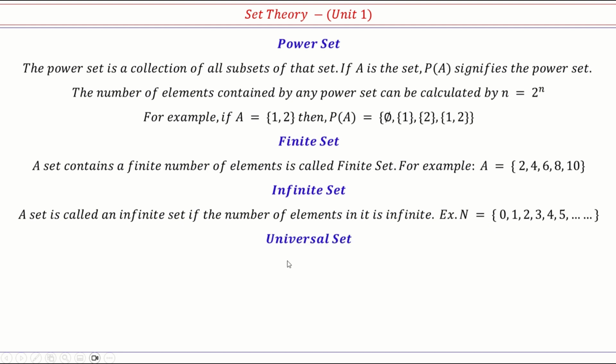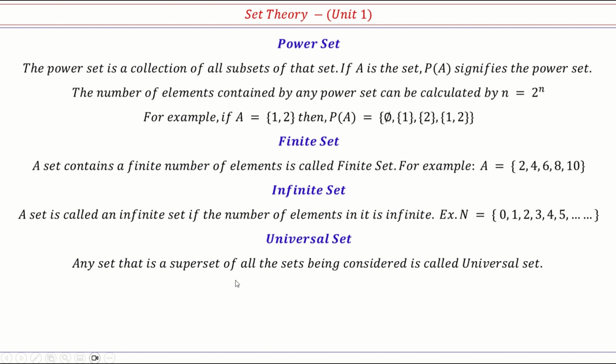Okay, universal set. Universal set is a superset of all the sets being considered. That means if you are, let's say, working with all even numbers, you're working with the set of even numbers, then your universal set is the set of natural numbers, set of whole numbers, it can be the set of rational numbers. Depending on your problem, the universal set will be defined, and the universal set is the superset of all the sets considered in that problem. It is denoted by either S or mu. So U or mu.